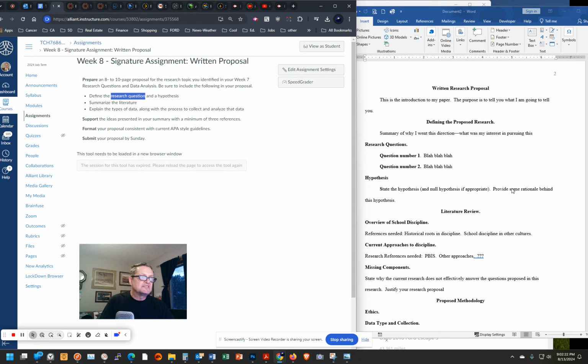State the hypothesis and then provide some rationale. Support what you're telling me, all right? Depth and detail. Enough detail to make me go, yeah, okay, I get that hypothesis. That makes sense. Then the next big section of the paper, summarize the literature. Well, we call that a literature review.